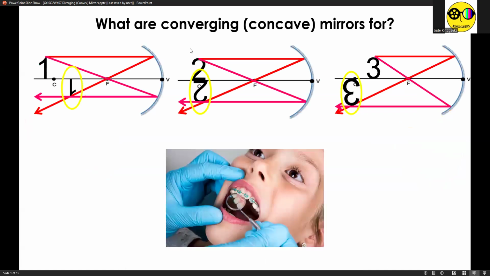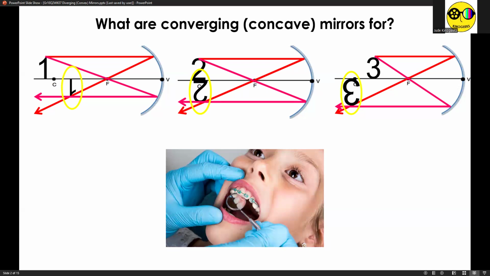Now, speaking of practical applications of concave mirrors, what are converging or concave mirrors for? So here, I combined all the three cases from object beyond C to object at C and object between F and C. And what's common among these three cases is that all of them have inverted images. You might be wondering, no, is there really, aside from fun or optical entertainment, is there really any essence for inverted images?